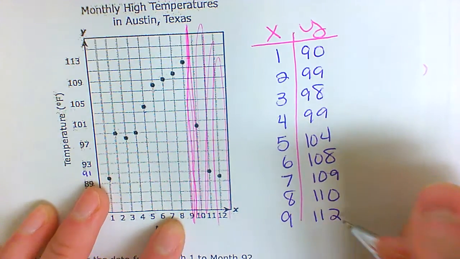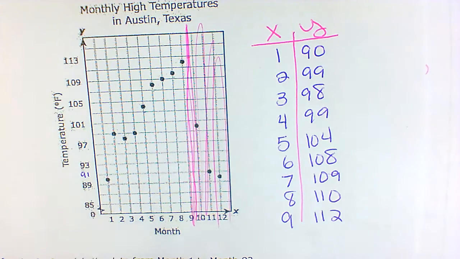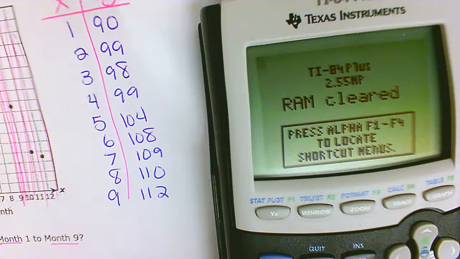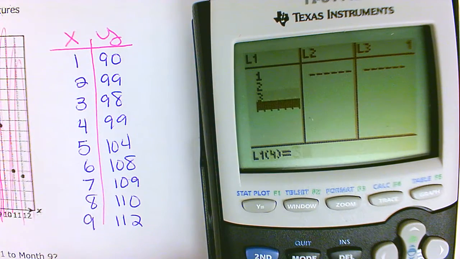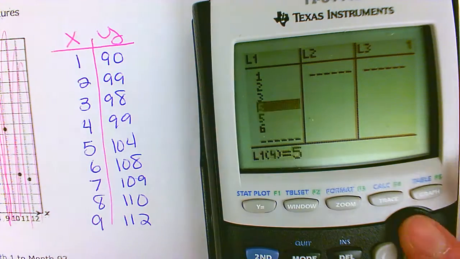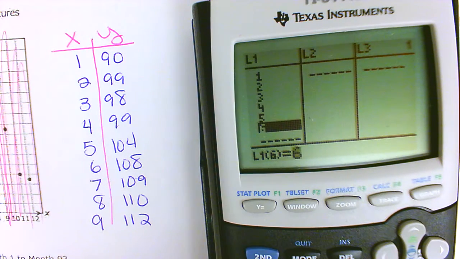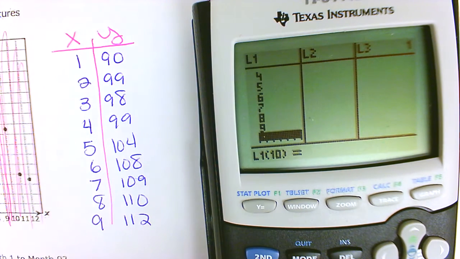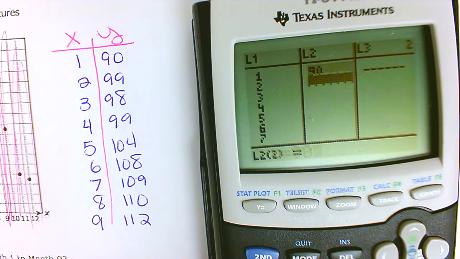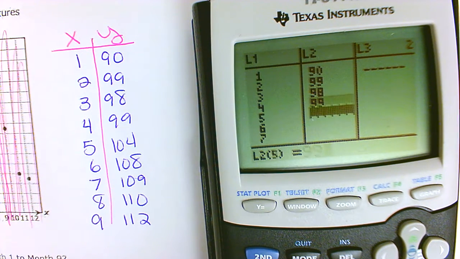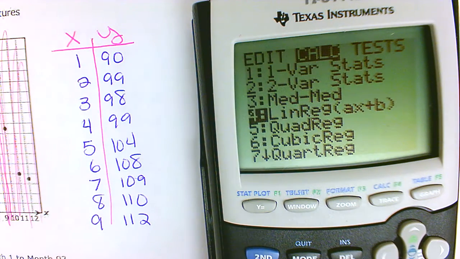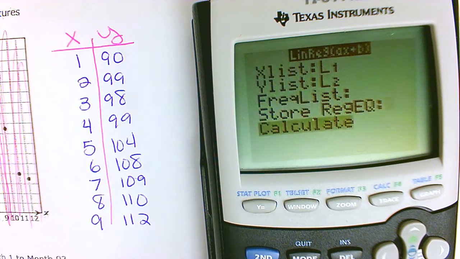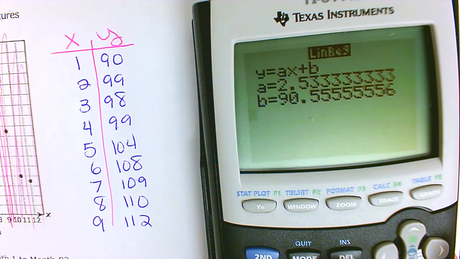So 9, 112. So I need to go to my stat edit in my calculator, and enter in all of the points. So 1, 2, 3, 4, 5, 6, 7, 8, 9, and that's it. On the other side, 90, 99, 98, 99, 104, 108, 109, 110, and 112. Now if I go to stat calculate, this is representing a line. We're writing the equation for the line, which gives me this as my equation.